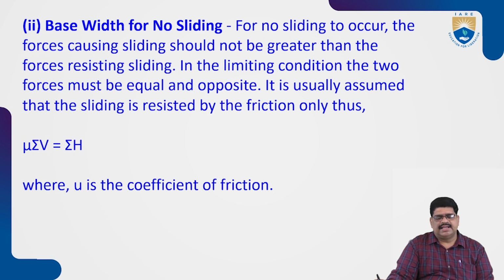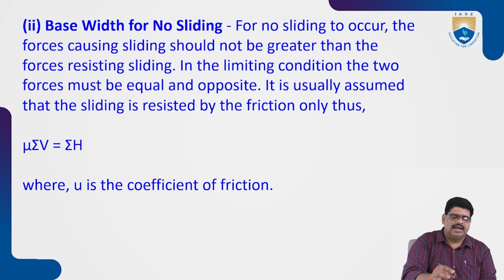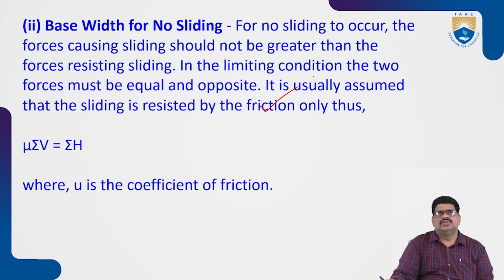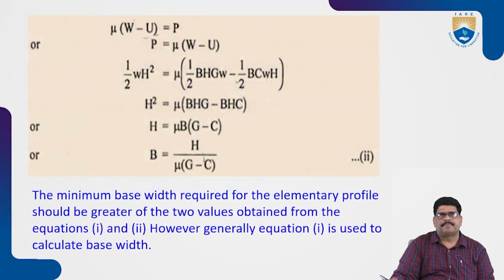The no sliding has been developed. The forces acting on the dam, the limiting value of the two forces will be equal and opposite. The limiting value is equal and opposite. So it is usually assumed that the sliding resistance, thus sigma V is equal to sigma H. So where U is equal to coefficient of the friction.